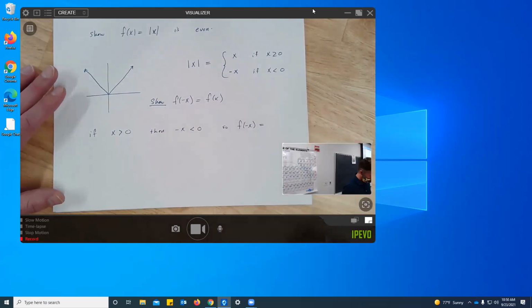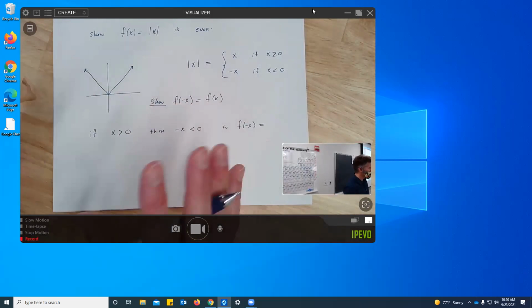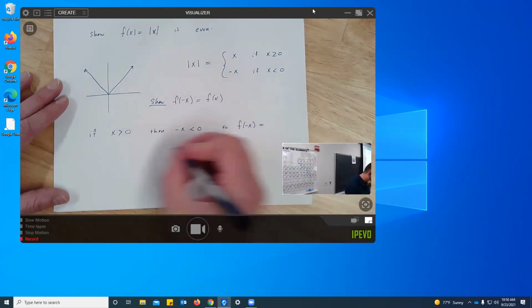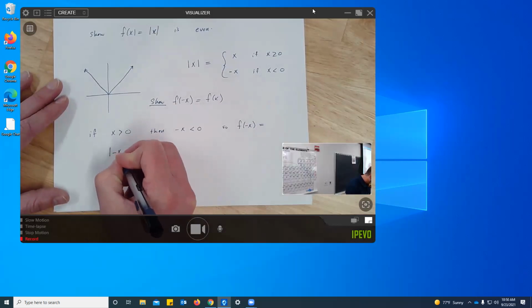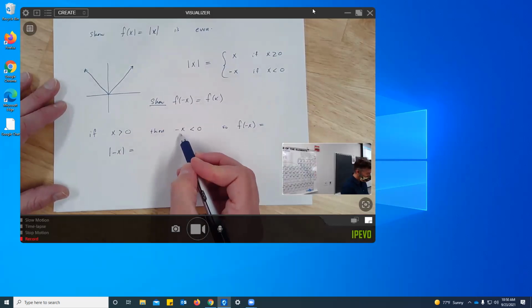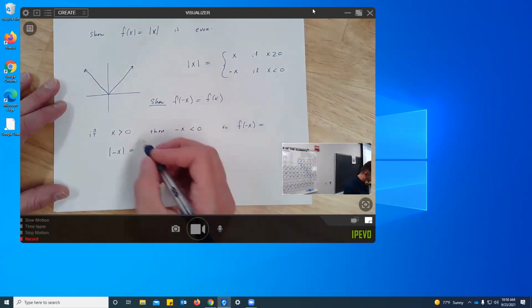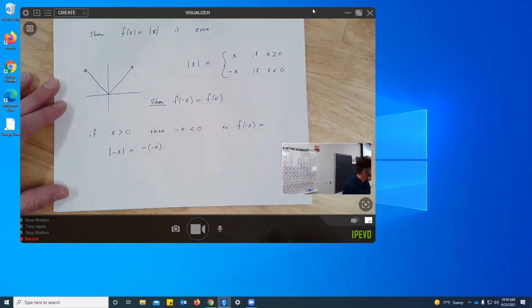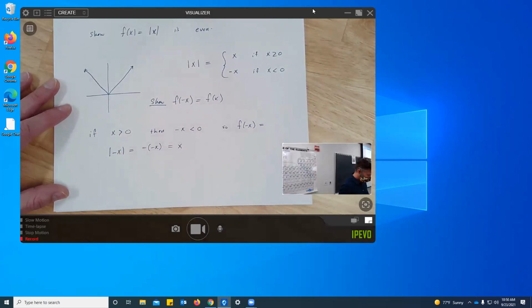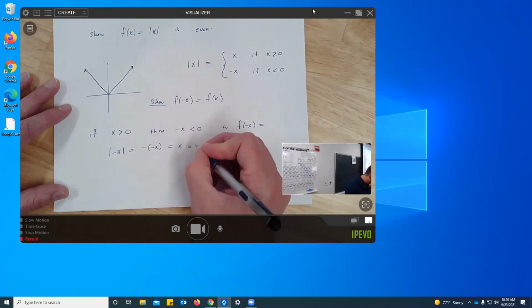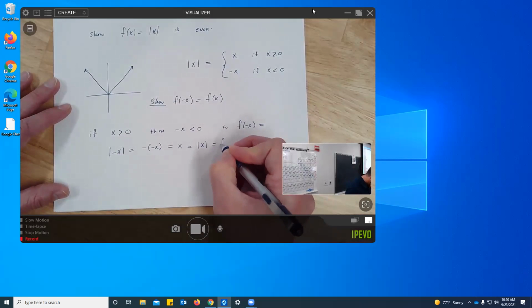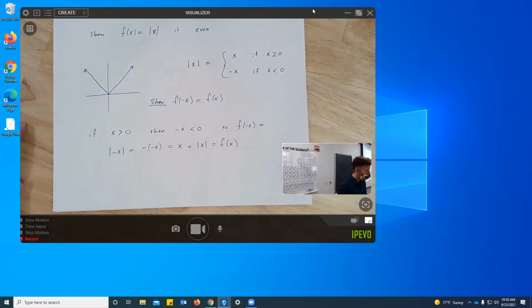So f of negative x is going to be, this is going to be interesting. There's another way to do this, which is easier, but I feel like this is more illustrative. F of negative x is going to be the absolute value of negative x. And the absolute value of a negative number is the negative of that number, which is x, which is equal to the absolute value of x, because x itself is positive, which is what f of x is. So we got there.